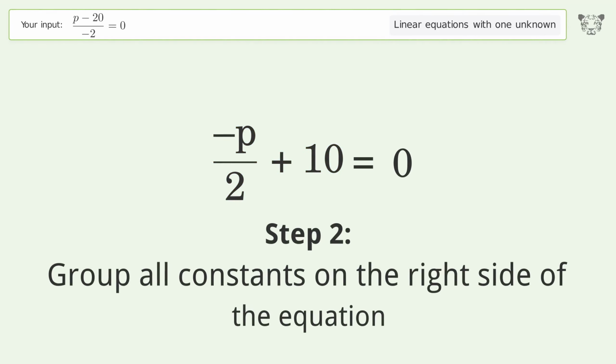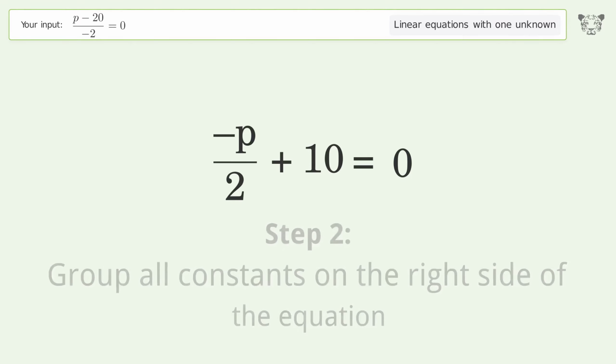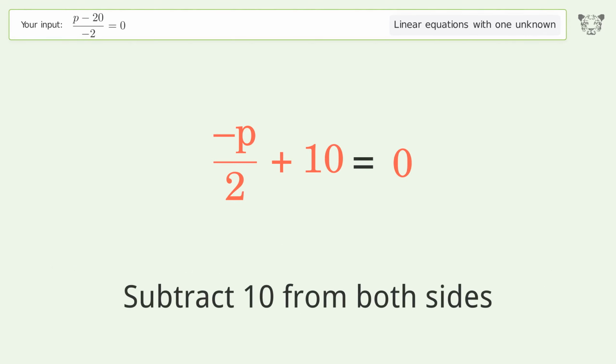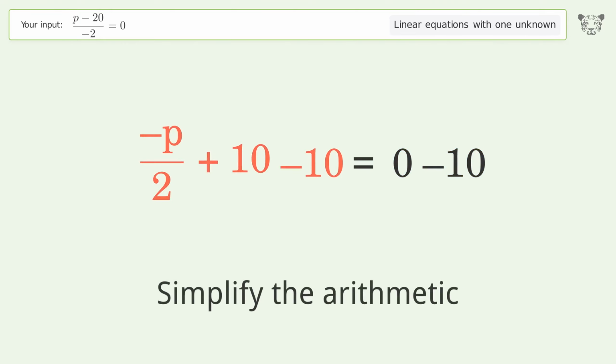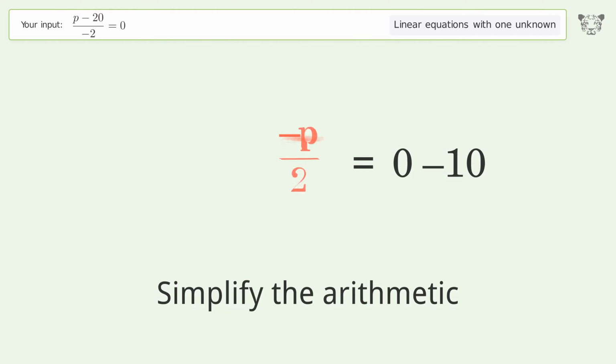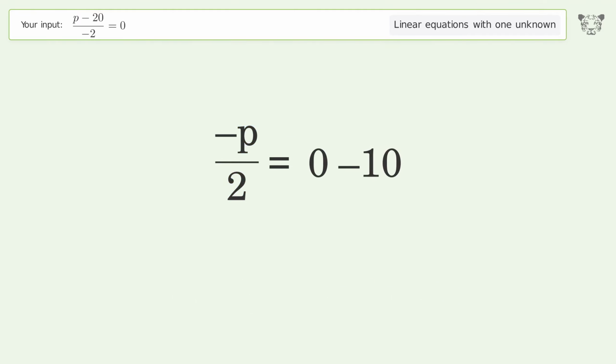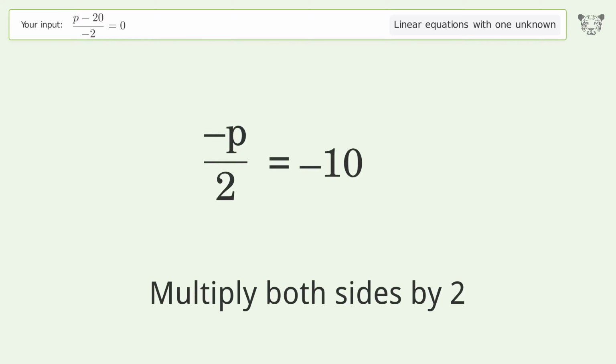Group all constants on the right side of the equation. Subtract 10 from both sides. Simplify the arithmetic. Isolate the p. Multiply both sides by 2.